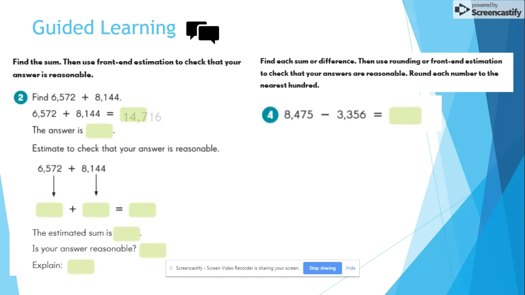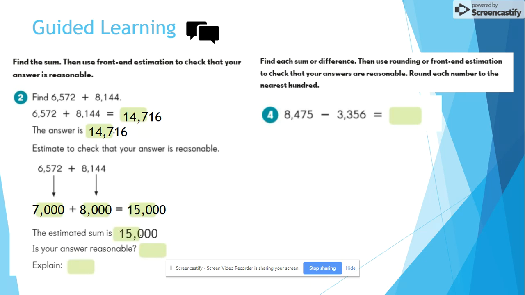All right, welcome back. Here are the answers. So the actual answer for number 2, and then estimating using front-end estimation. So in this case, the nearest thousands place. You should have gotten these two numbers for an estimate of 15,000. So 15,000 is very close to 14,716. So we can say that our answer is reasonable.